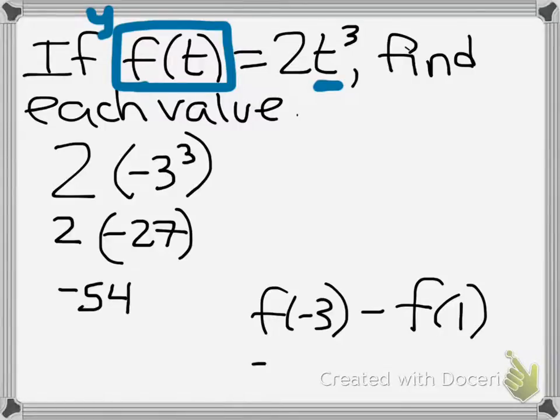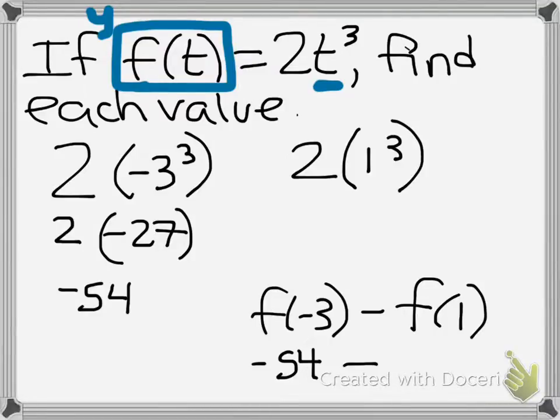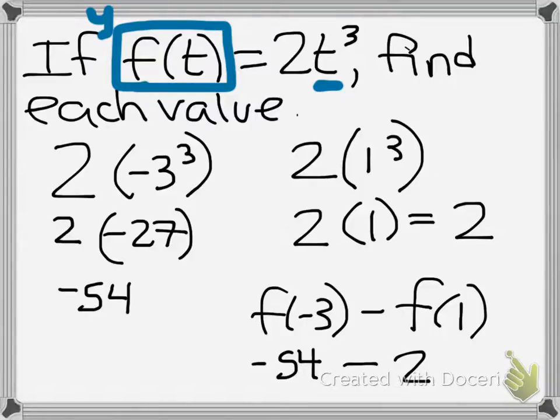And then negative 54 minus f of 1, we need to find what f of 1 is. So I plug in 1 for t. So 1 cubed is 1 times 1 times 1, which is 1. And 2 times 1 is 2. So our answer is 2. And then we take negative 54 minus 2 to get negative 56.